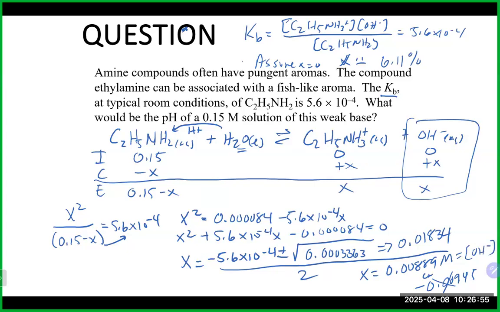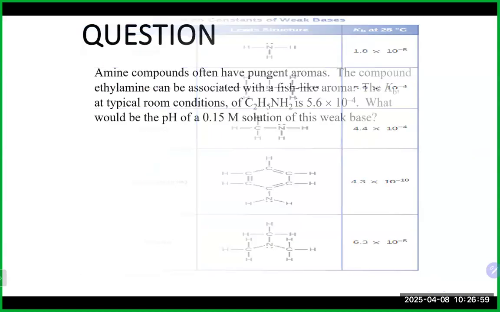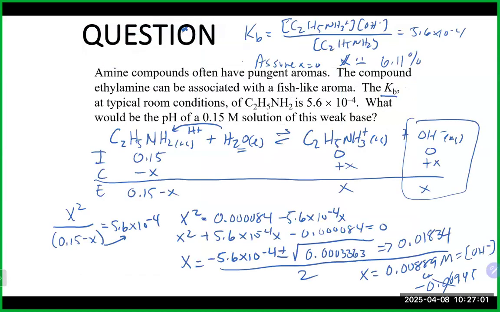And again, it's important to remember that it is the hydroxide concentration in this case. That means we could go into our pOH equals negative log of 0.00889. So minus the log of 0.00889, and you get something like 2.05.